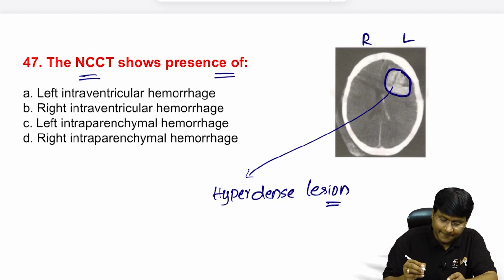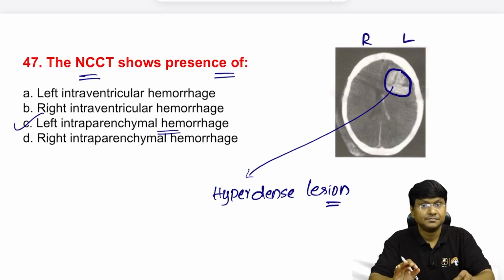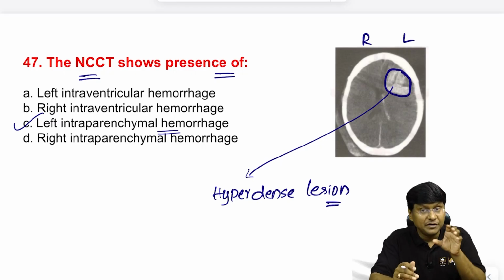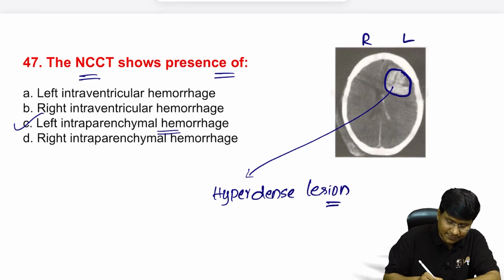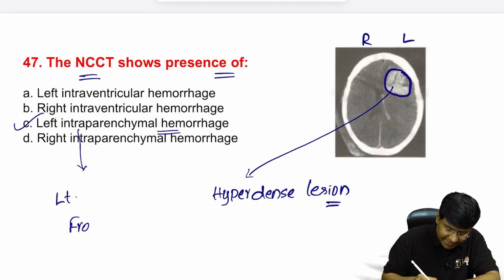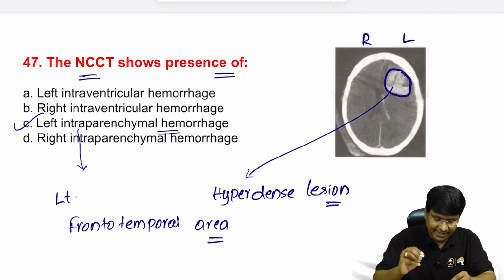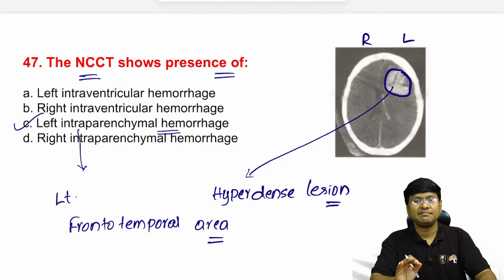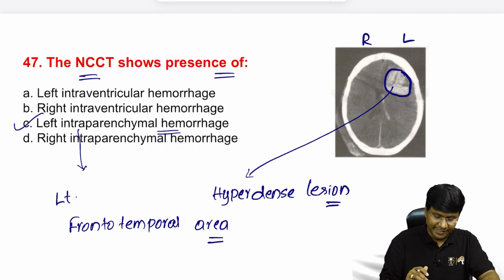So you are having left intraparenchymal hemorrhage. And which part of the parenchyma? That is the left frontotemporal area, where you have the presence of the hemorrhage. So it is left intraparenchymal hemorrhage.